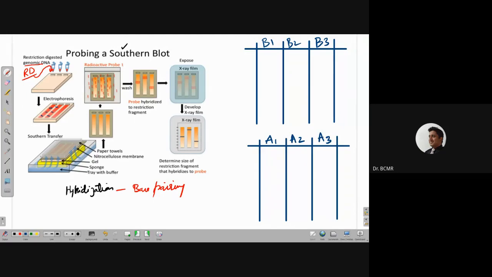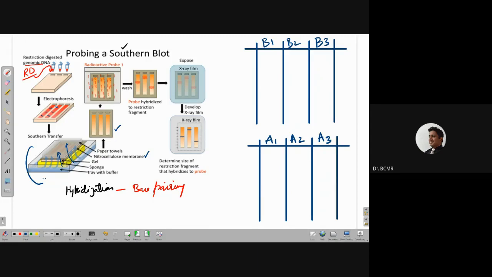After that, you do the blotting step, where you put a nitrocellulose membrane, and you allow the buffer to travel upwards because you're putting sponge, paper, towels, and so on. While the buffer and other things move upwards in this direction, because the nitrocellulose membrane has higher affinity for DNA, the DNA gets stuck onto the nitrocellulose membrane. So now we have a membrane with the bands, but the DNA is not visible to us as such.